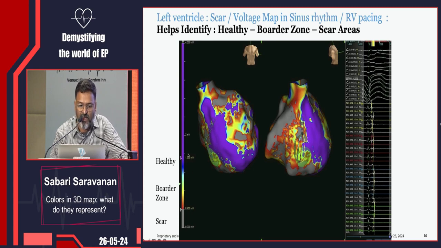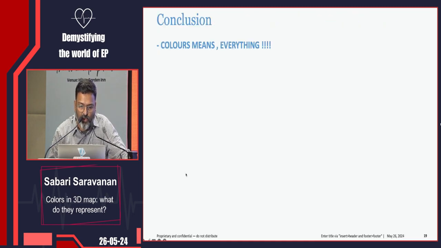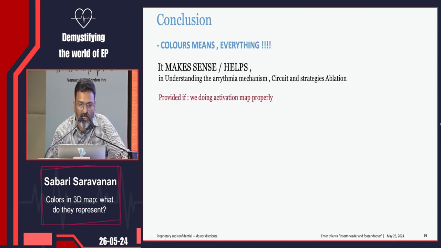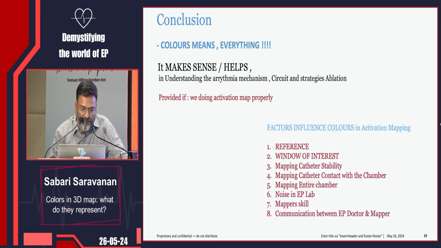If it is in milliseconds, then you are dealing with the activation map. So I quickly conclude, colors mean everything, and it makes sense in understanding the arrhythmia mechanism, circuit, and strategizing the ablations, provided we are doing the activation map properly.